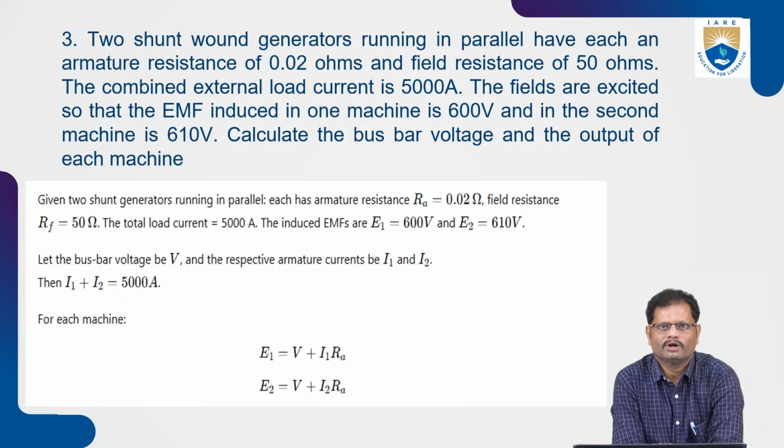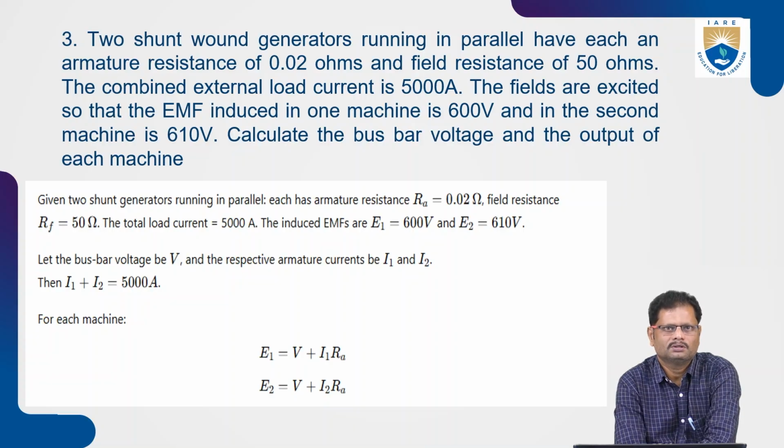And we will see one more problem related to the parallel operation of DC shunt generators. Here, two shunt wound generators running in parallel have each an armature resistance of 0.02 ohms and field resistance of 50 ohms. The combined external load current is 5000 amps and the fields are excited so that the EMF induced in one machine is 600 volts and in the second machine is 610 volts. Calculate the busbar voltage and the output of each machine.